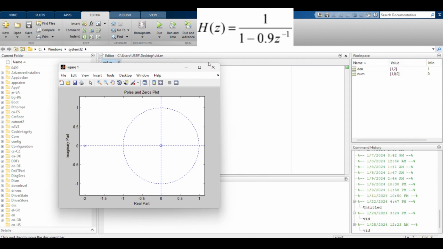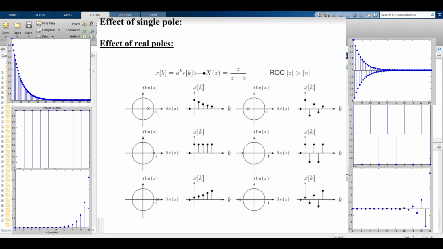Now if we check our reference table, you can see that we got the same graph for almost all the pole positions, both for the positive poles and the negative poles.